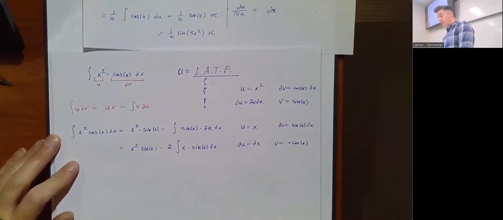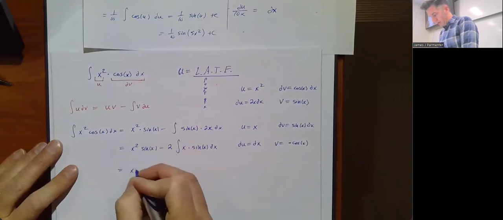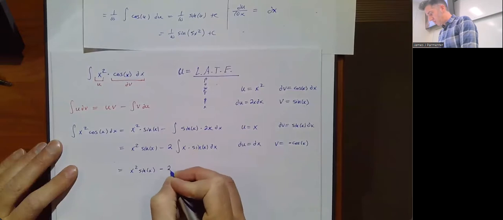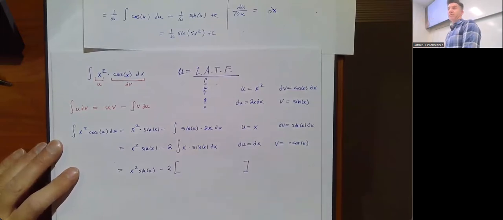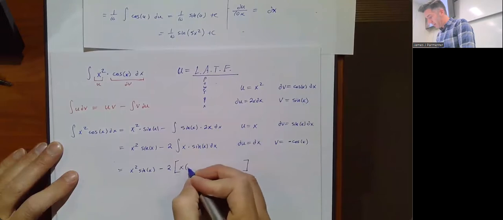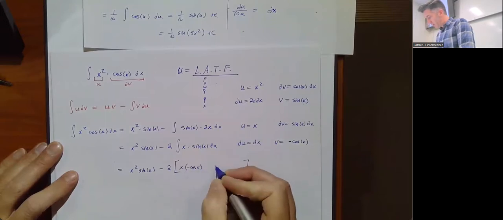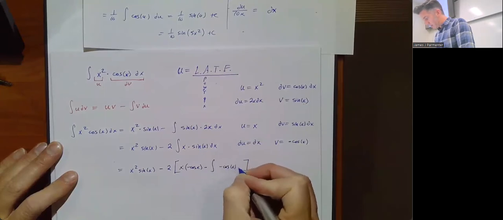We do it all again. Now, let's be extra careful here. We still have the x squared times sine of x. And now we have minus 2 times the entire integral of x sine of x. So that negative 2 gets multiplied by the entire ultraviolet super voodoo. So it gets multiplied by x times negative cosine of x minus the integral of negative cosine of x dx.